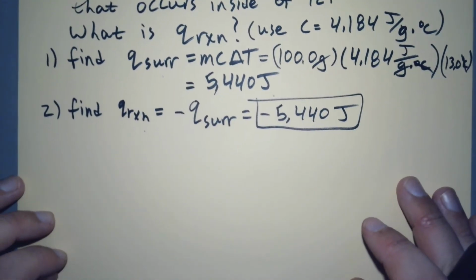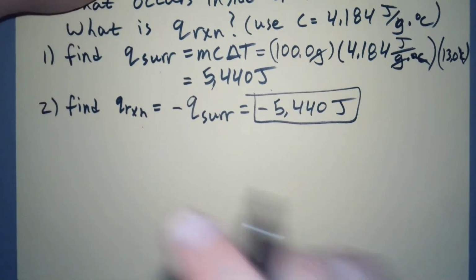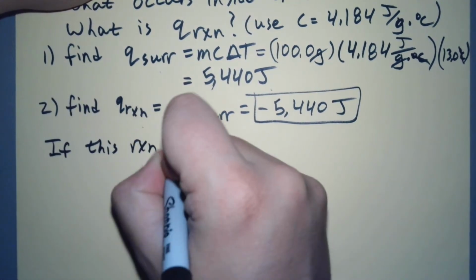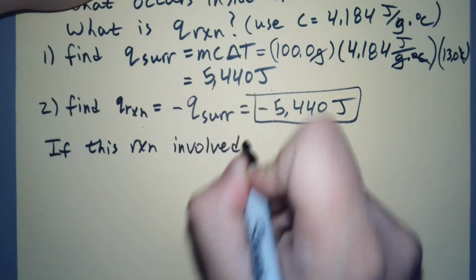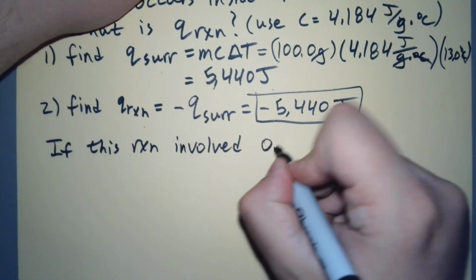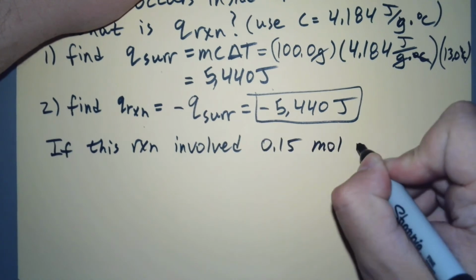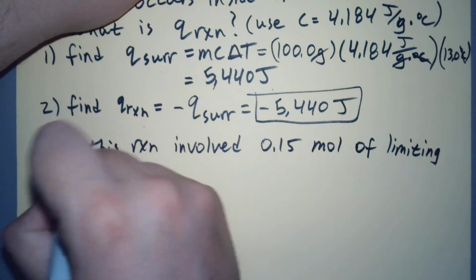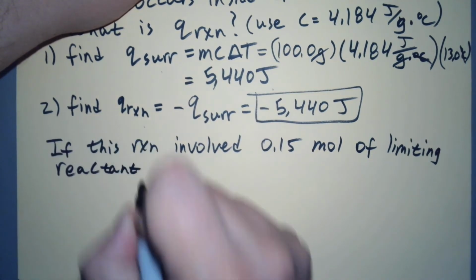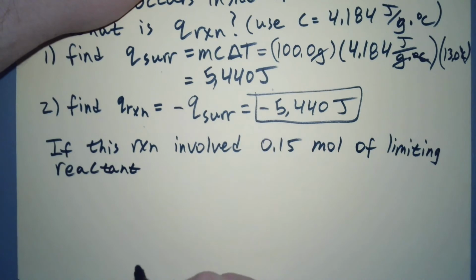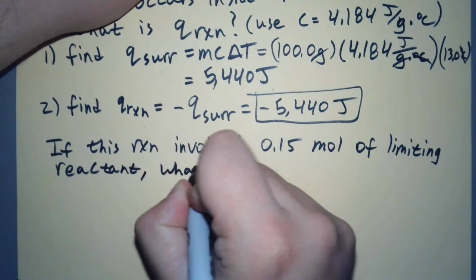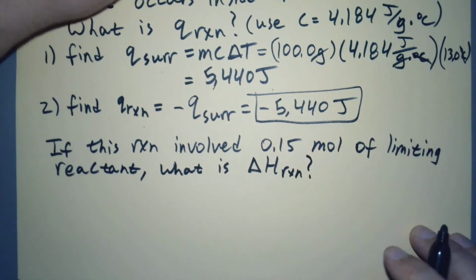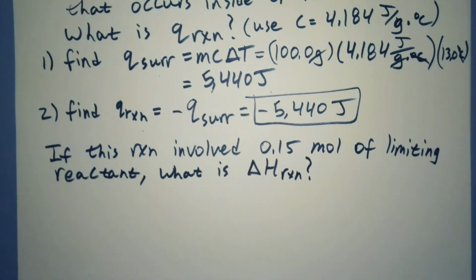But let's add another wrinkle to this, okay? So if this reaction involved 0.15 moles of limiting reactant. You notice I'm being so vague about this reaction. It's almost like I don't know what it is. Alright, well, what is delta H reaction? So now we actually have all the pieces to find delta H reaction.